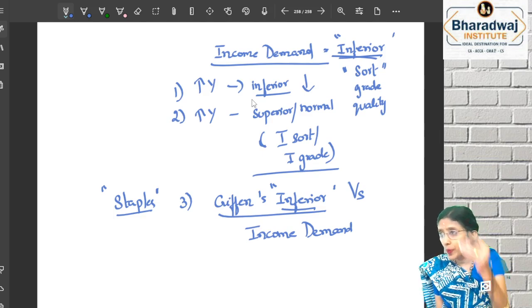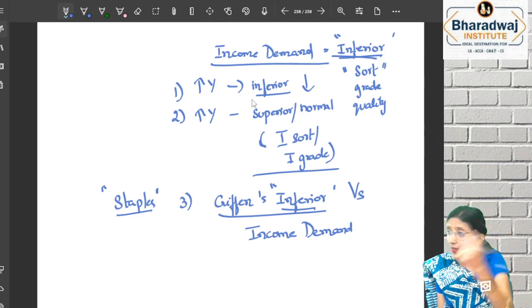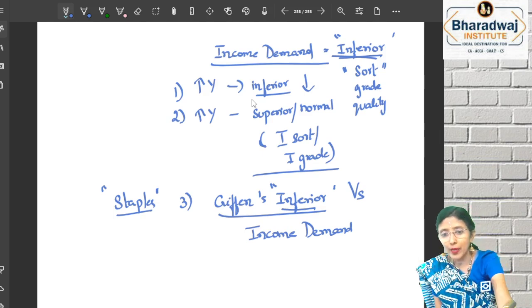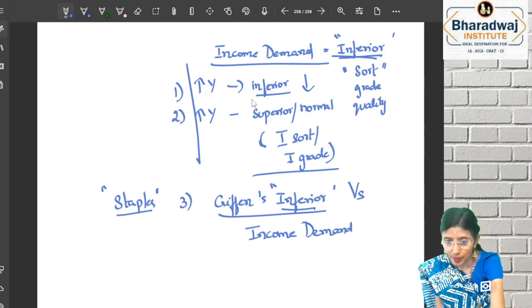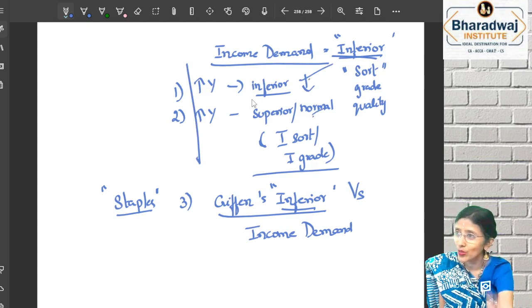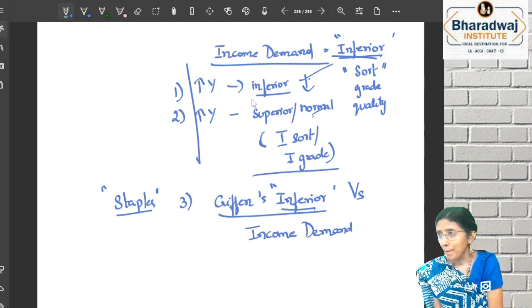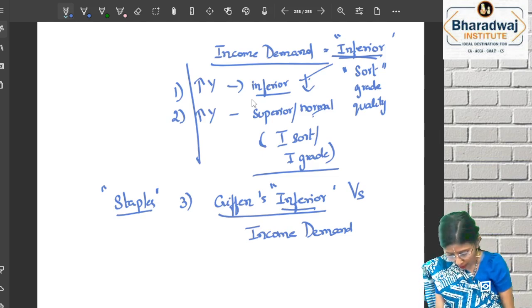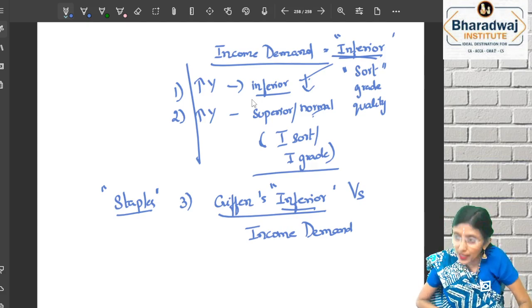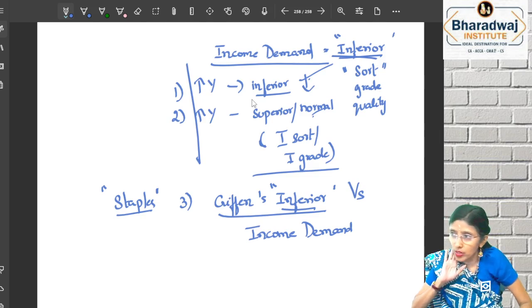Quality: superior, first quality, second quality. And according to my income, I will buy. Today I will buy second quality because my income is less. Tomorrow, as the income goes up, I buy better quality. That is why, for the same income increase, there will be a decline, because they are going to shift to this. Are you clear now?